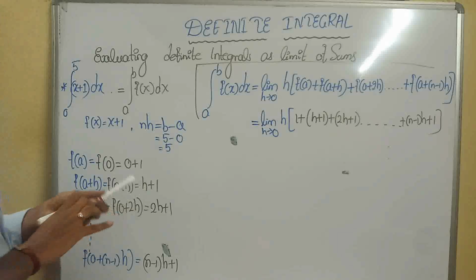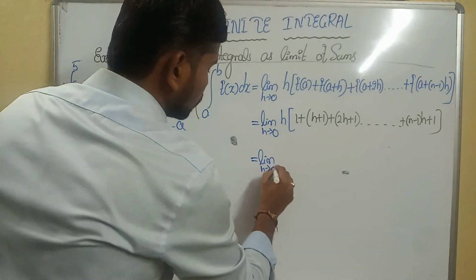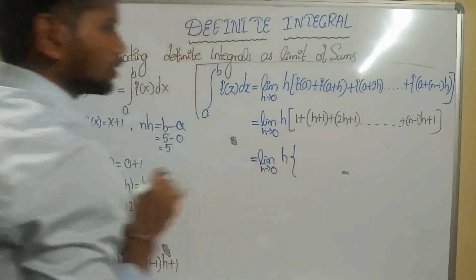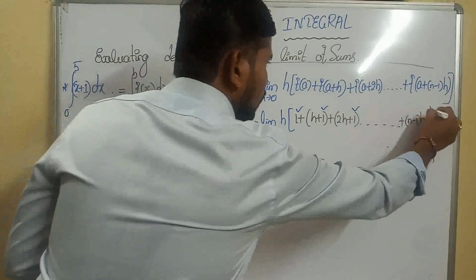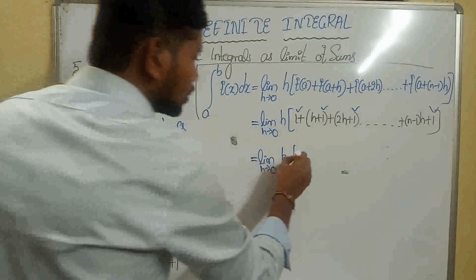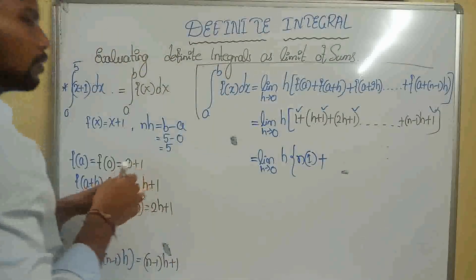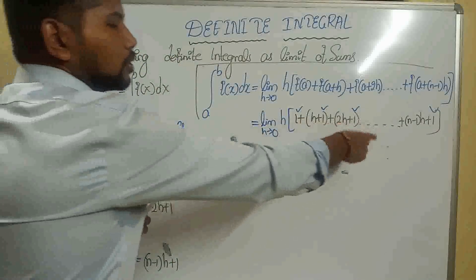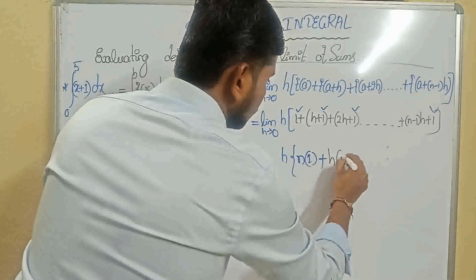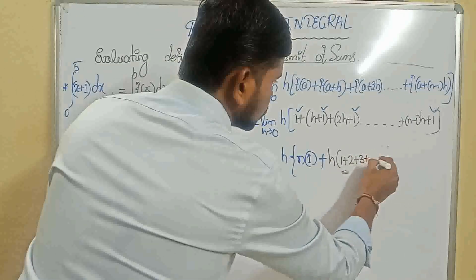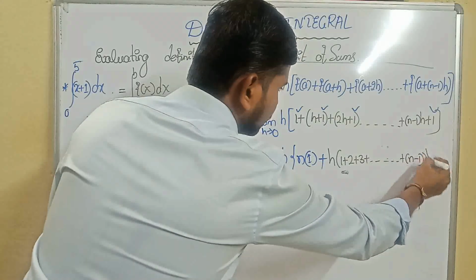Got the point clearly? The next step will be the limit as h tending to 0, h into bracket. Concentrate on the board. It will be 1 plus 1 plus 1 plus 1. How many times is 1 added? n times. It is n into 1. Plus, what about the remaining? h, 2h, 3h, so on up to n minus 1 into h. For that reason, h is common. What is remaining? 1 plus 2 plus 3 plus so on up to n minus 1. Got the point clearly? Close the bracket.